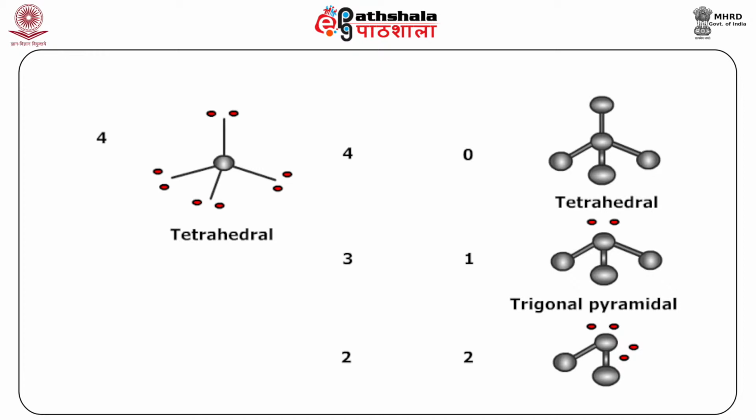Similarly, for a total of 4 electron pairs, different arrangements are possible. When the bonding pairs are 4 and there is no non-bonding pair, the electron pair geometry and the molecular geometry are tetrahedral. When the bond pairs are 3 and there is 1 non-bonding pair, the electron pair geometry is tetrahedral and the molecular geometry is trigonal pyramidal. And when the bond pairs are 2 and the non-bonding pairs are 2, the electron pair geometry is tetrahedral and the molecular geometry is bent.